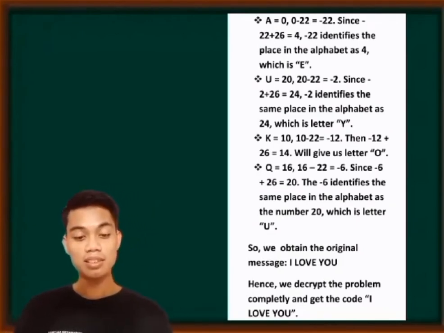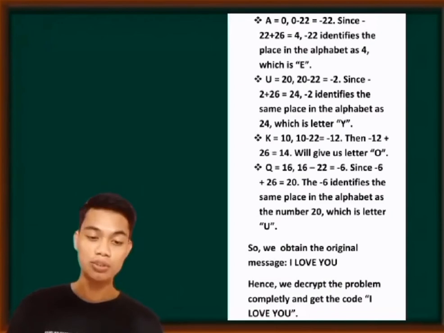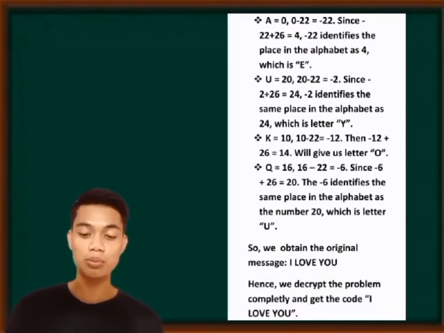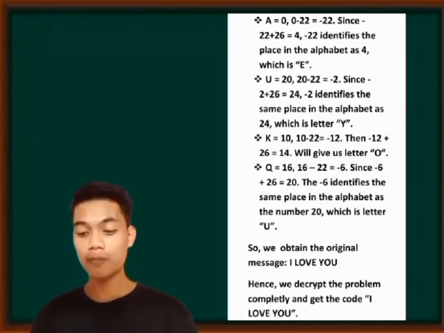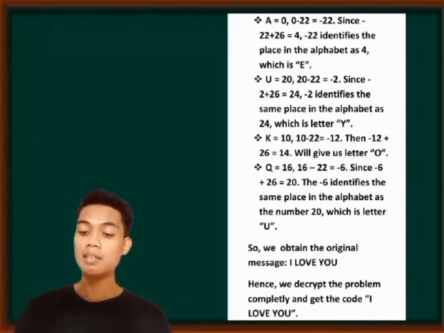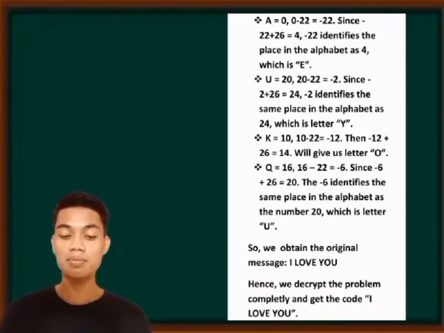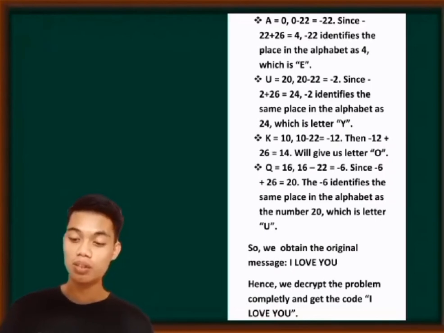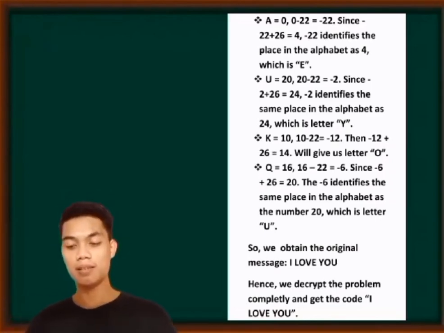Next is U, the same procedure. 20 minus 22 is equivalent to negative 2. Negative 2 plus 26 is equivalent to 24. Then the number negative 2 identifies the same place in the alphabet as number 24, which is letter Y.